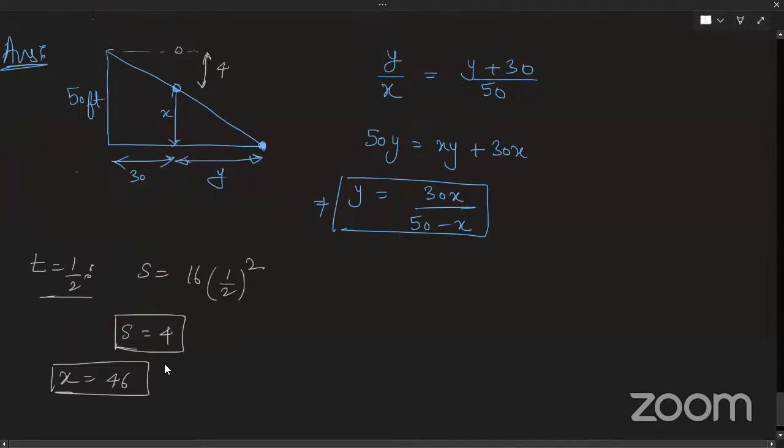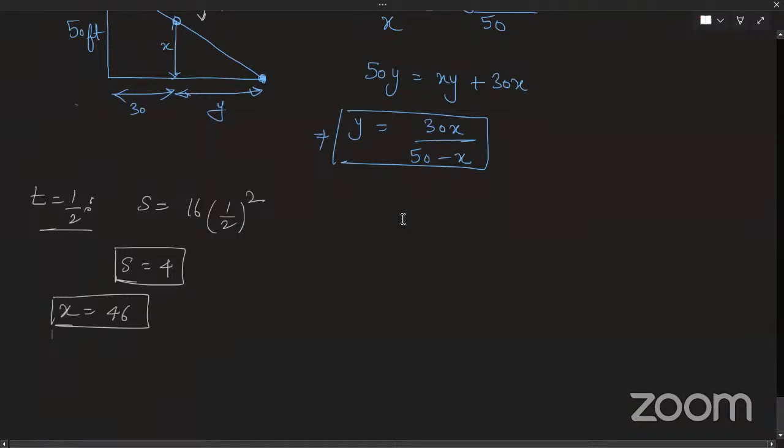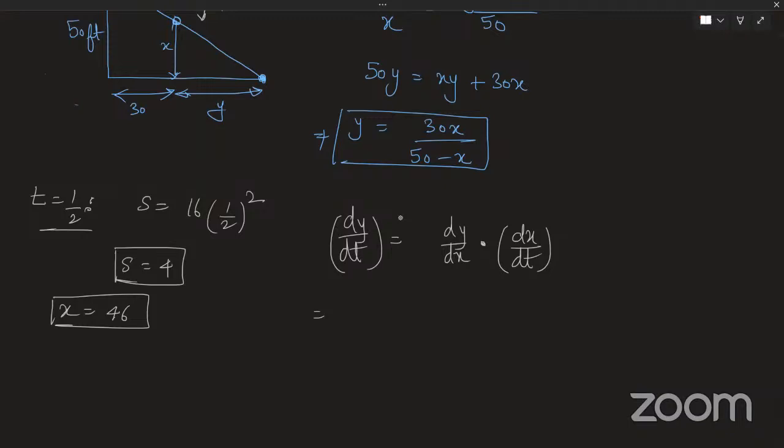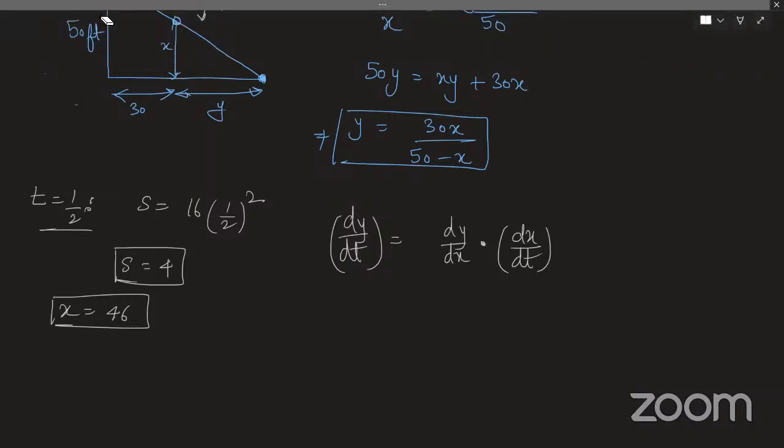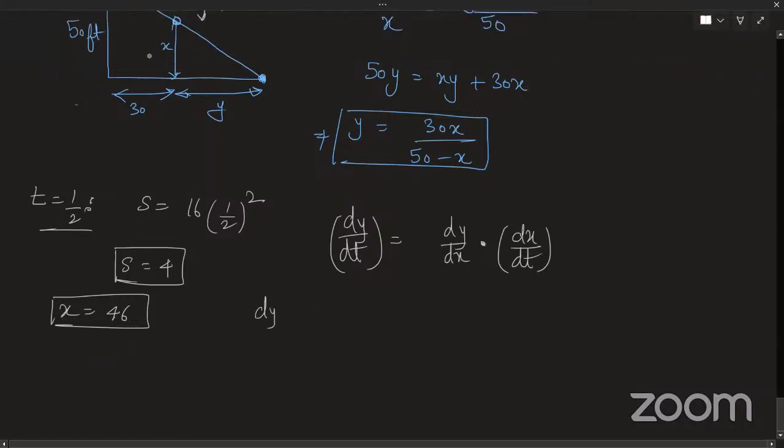Now let us give it a try. x has already been given to me. So from this, can I calculate my value of dy by dt? Can you differentiate this with respect to t? First you will differentiate y with respect to x and then dx by dt. How can you differentiate y with respect to x? Can't we use the division rule there? Yes, apply the division rule.